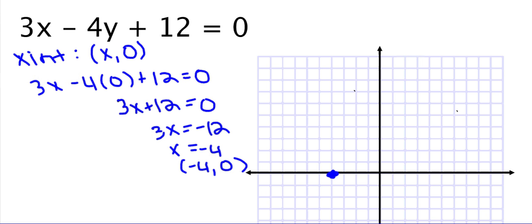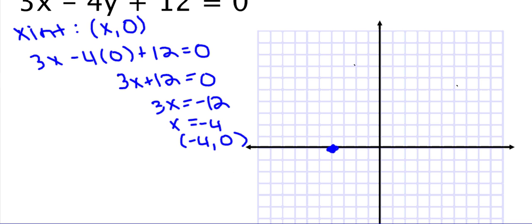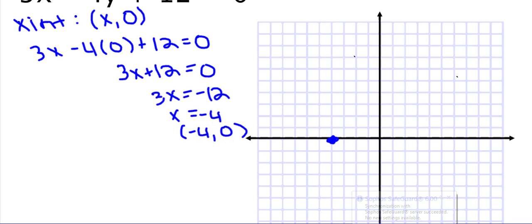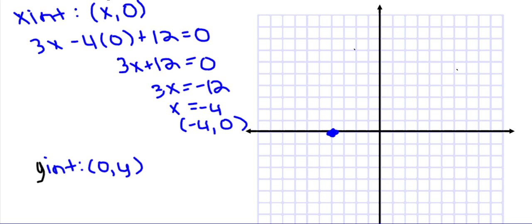Next up, we are going to find our y-intercept. So now I'll go ahead and find my y-intercept. Remember, with a y-intercept, we are going to try and find a y value by plugging in an x value of 0. So I will be making sure that my x value that I plug into my original equation is 0, so that we can solve for y. So this time, my equation will look like 3 times 0 minus 4 times y plus 12 equals 0.